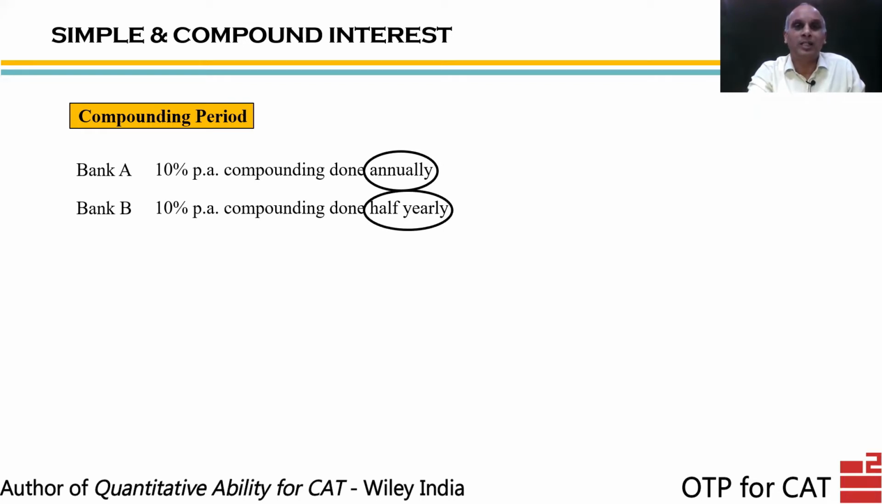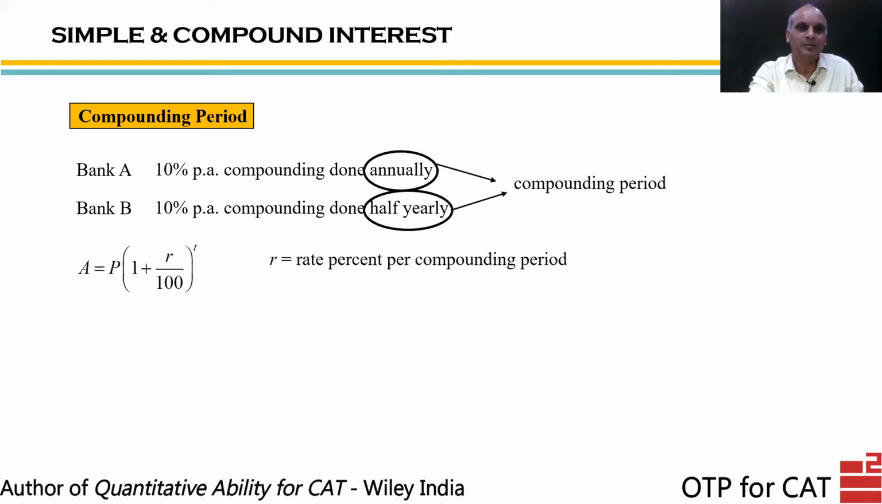This annually or half yearly refers to what is known as the compounding period. Now in compounding period situations also, our formula for amount remains the same as we have done previously, and you can see here, where the meaning of R and T have undergone a slight change. Notice that R is no more rate percent per annum. Actually, R is rate percent per compounding period. Similarly, T is no more the number of years, it is the number of compounding periods in the time span given to us.